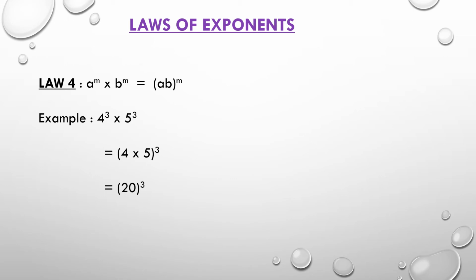Let's understand this with the help of an example. 4 raised to the power 3 multiply 5 raised to the power 3. The bases here are 4 and 5, which are different, and the power is same, 3. So what we will do, we will multiply the bases 4 into 5 and we'll write a common power 3. 4 into 5 is 20. So the answer would be 20 raised to the power 3.